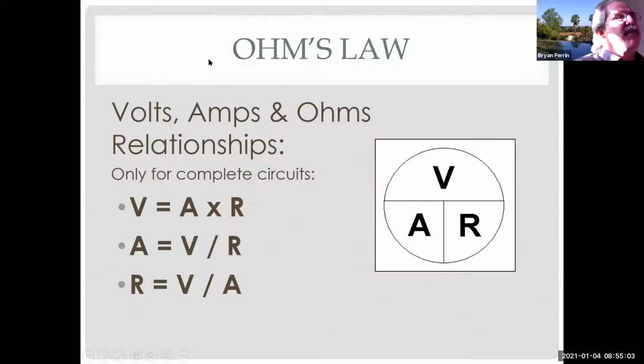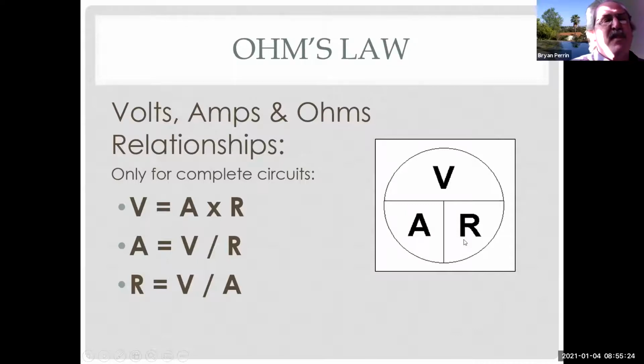So, the relationship of volts, amps, and ohms. This is only for complete circuits, so this is only for wires that are attached. A complete circuit, we'll find out, starts at battery positive and comes all the way around to battery negative. So there's a little circle. If you notice, I have volts, amps, and resistance.